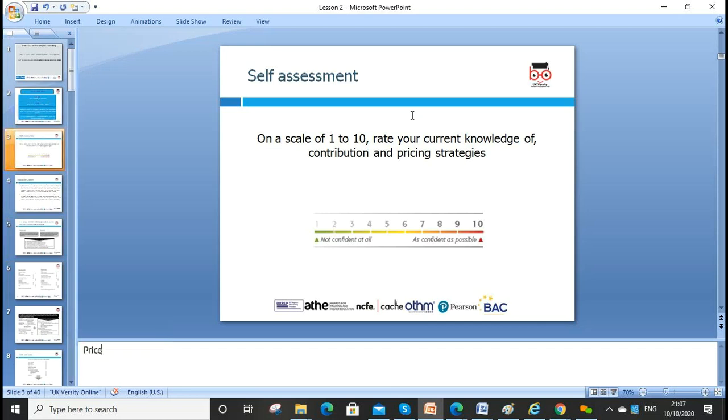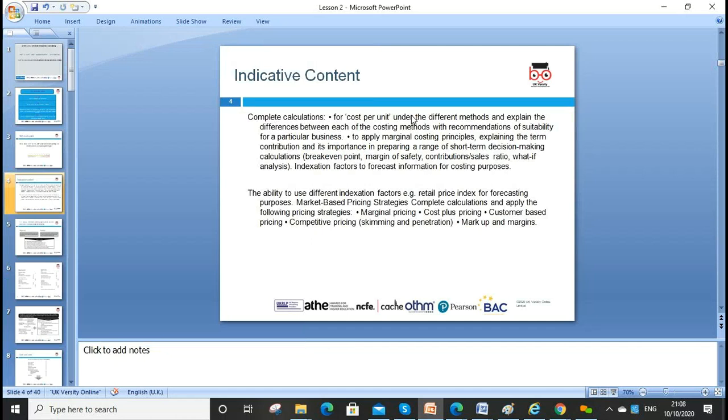Why price? Price is one of the crucial things. Price represents the power of the product. Price helps to satisfy the customer. Pricing is one of the crucial decisions for a product, so that's what we need to make sure of. Today's lesson's introductory content is to complete the calculation of cost per unit under the different methods, which we discussed in lesson one as well.